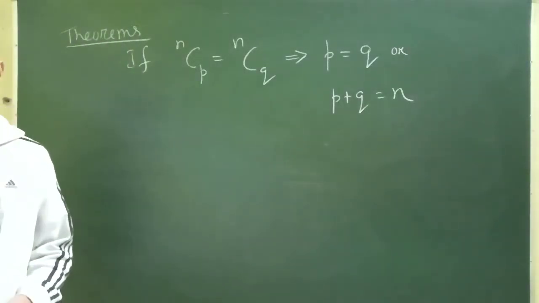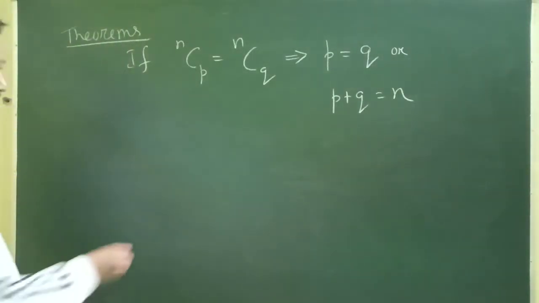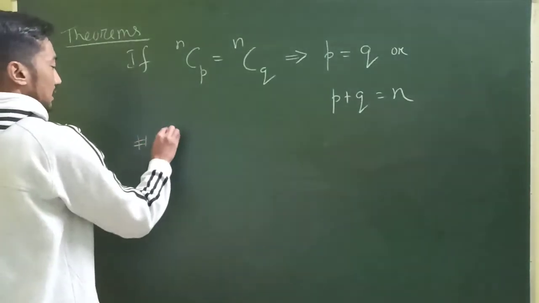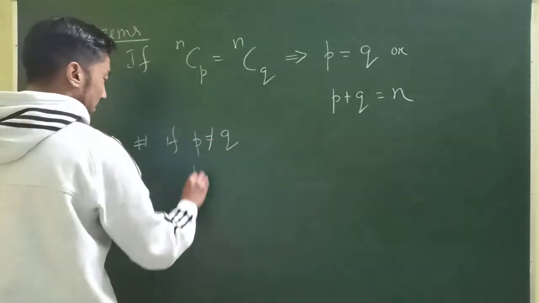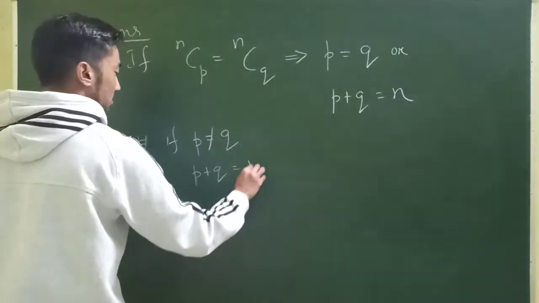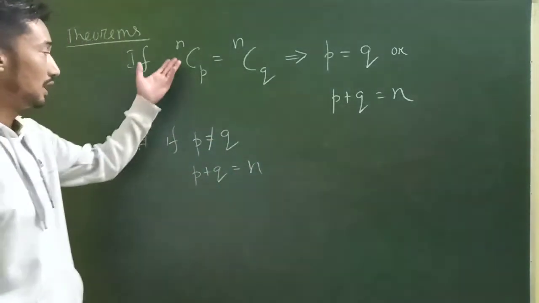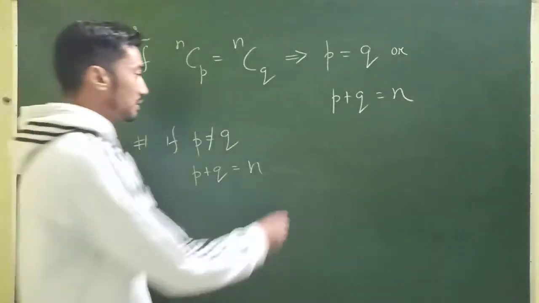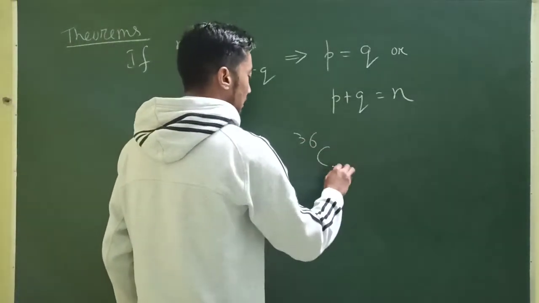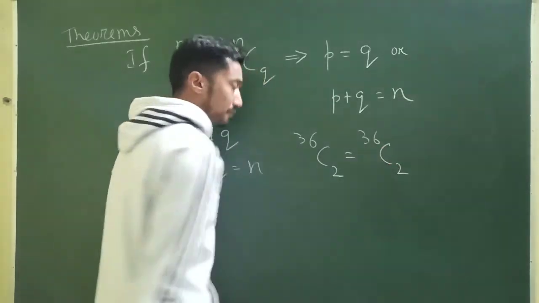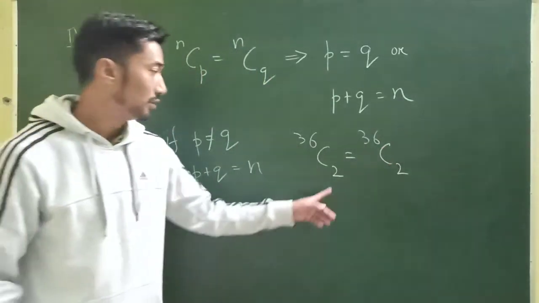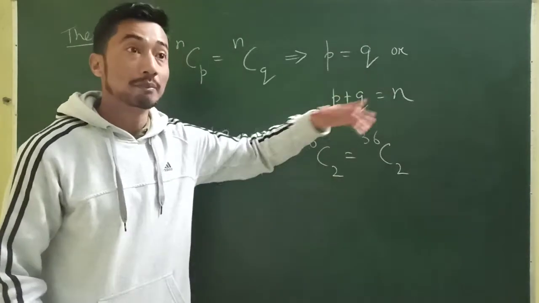Now, what is the purpose of this? What do you mean by this? You will soon come to know about this. That is, if p is not equal to q, then in that case, p plus q will be equal to n. These are the only two conditions. nCp equal to nCq, that means 36C2 should be equal to 36C2. Understood. p should be equal to q.